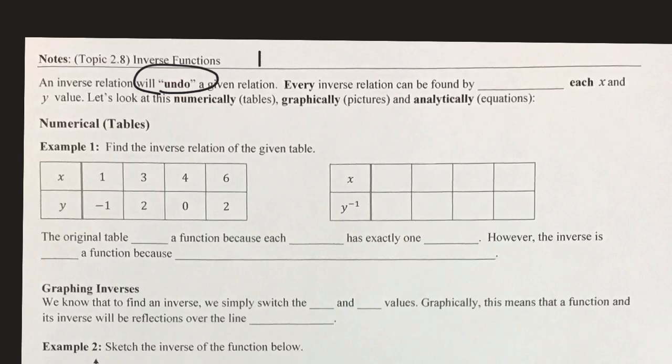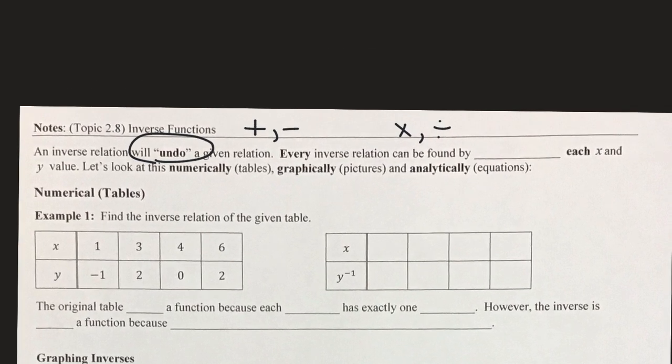Like, what's the inverse relation for plus? Well, it's minus. What's the inverse relation for multiplication? Well, it's division. What's the inverse relation for square rooting? Squaring, right? Squaring and square rooting. Things that undo each other are inverse operations.